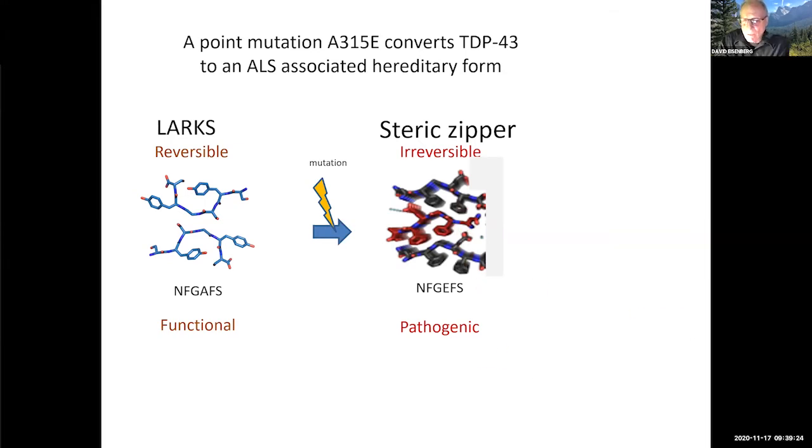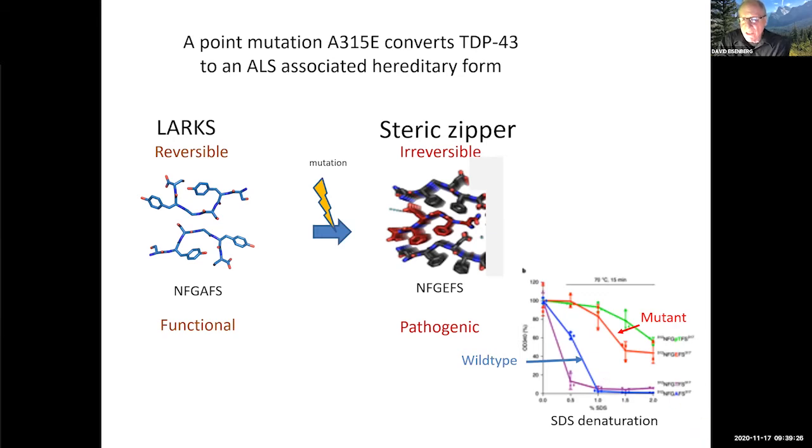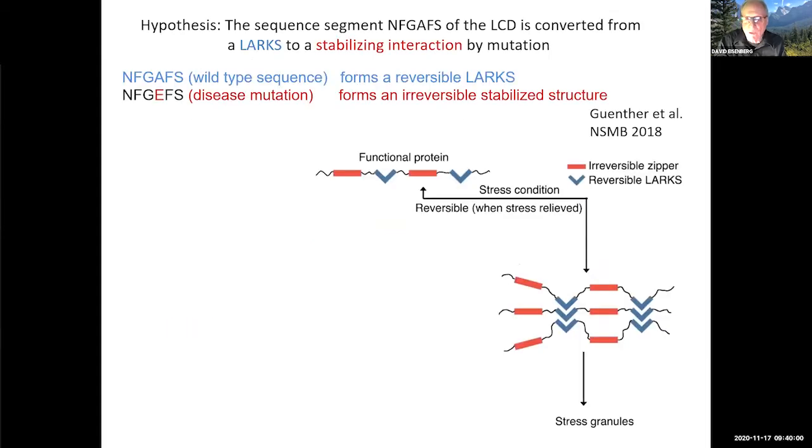And when we measure the stability of these two segment structures, the mutated one is stable. This shows increasing SDS, and it takes a larger amount of SDS to melt this structure than the wild type structure, which melts much more easily. So this looks like an example in which a known pathogenic mutation converts LARCs to a steric zipper. And we have a few other examples from these proteins.